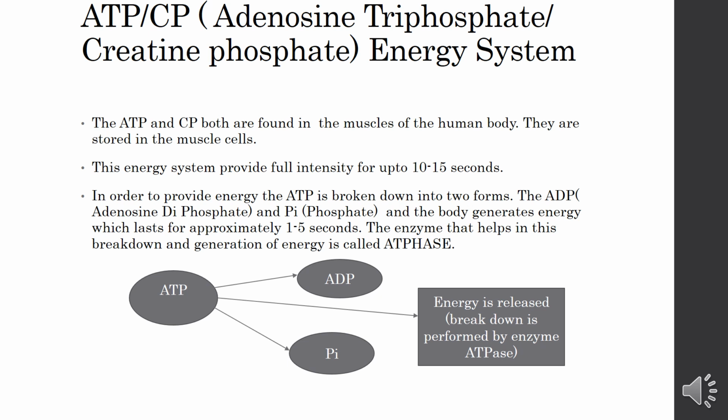Now, how does this procedure work? I'm going to explain that to you. In order to provide energy, the ATP adenosine triphosphate is broken down into 2 forms. The ADP, which is the adenosine diphosphate, and the Pi, which is phosphate. And when they are broken down, the body generates energy which is for approximately 1 to 5 seconds. The enzyme that helps in the breakdown and generation of energy is called ATPase. Below on this slide, there is a diagram that also shows how the breakdown takes place.